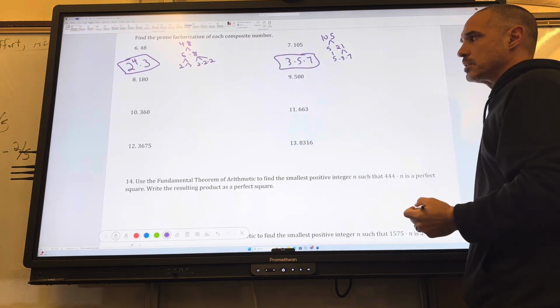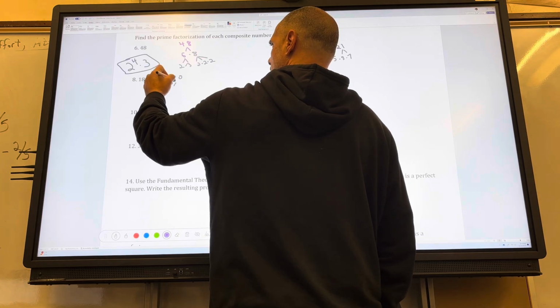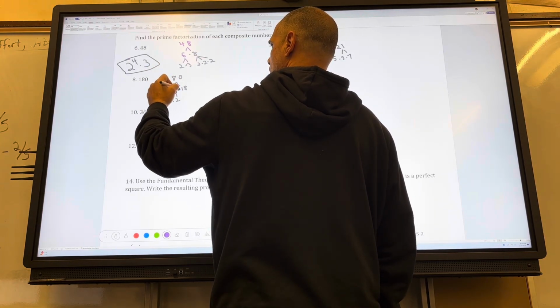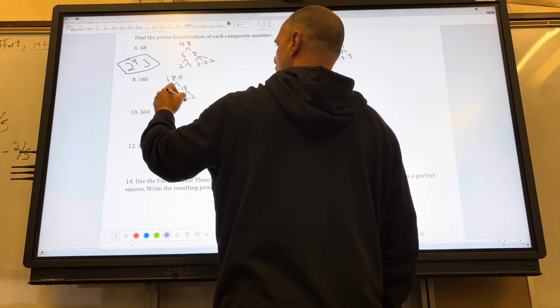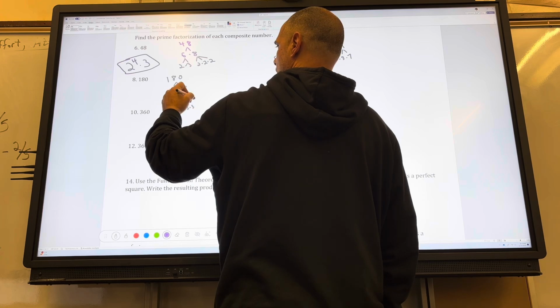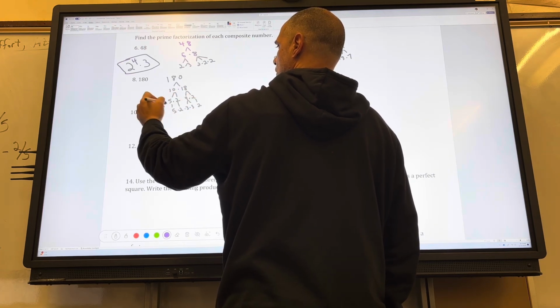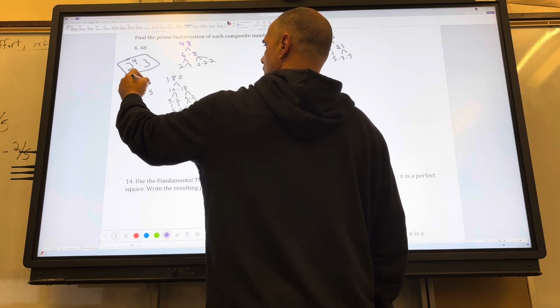Again, lowest to highest. 180 breaks down to 10 times 18. 10 is 5 times 2. 18 is 9 times 2. 9 breaks down to 3 times 3. Bring down the 2, bring down the 2, bring down the 5. 2 2s, 2 3s, and a 5.